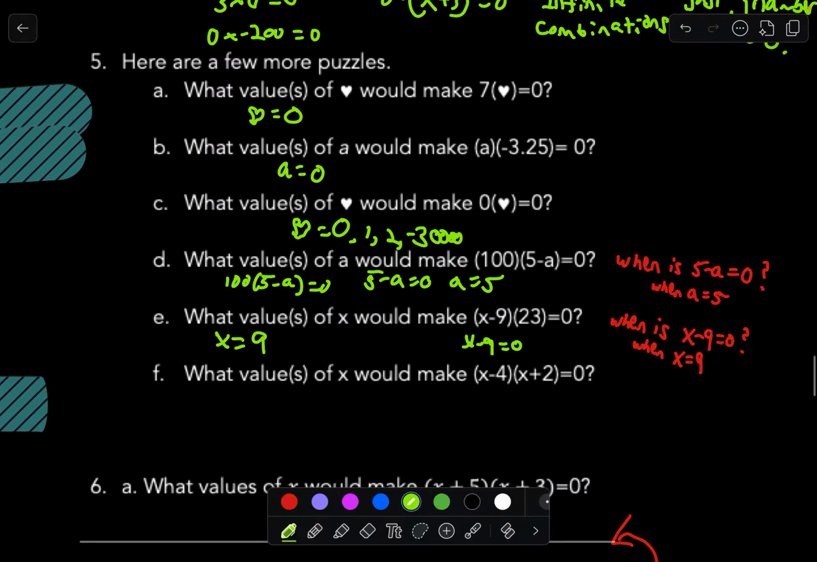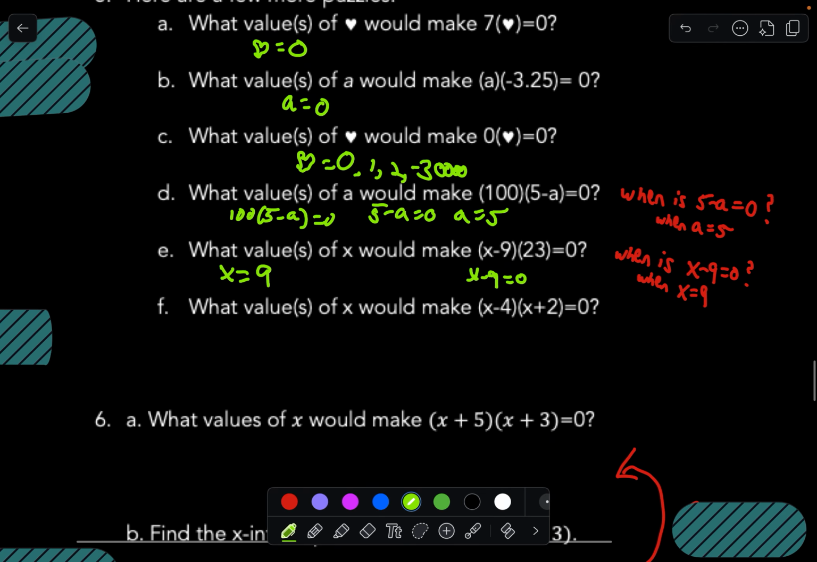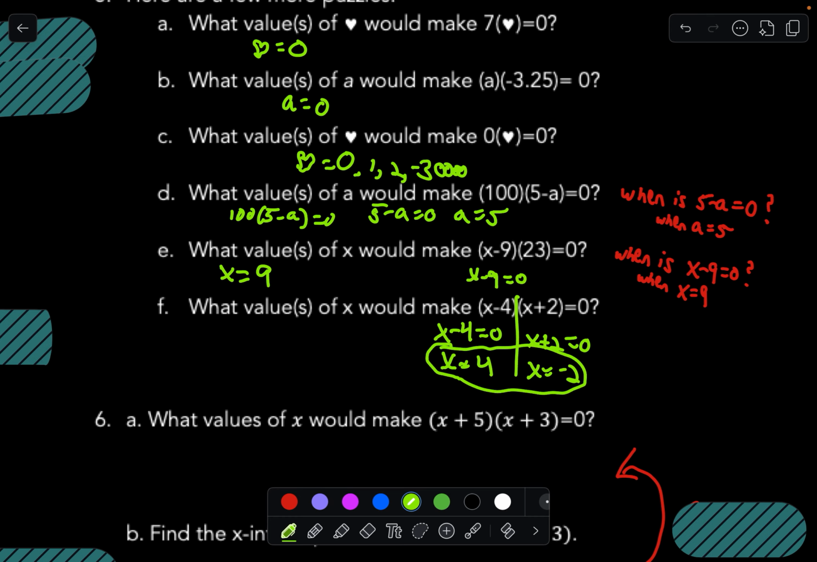What values of X would make (X minus 4) times (X plus 2) equal to 0? Well, we get 2: X minus 4 equal to 0, and X plus 2 equal to 0. That's going to give us X equals 4 and X equals negative 2. Okay? So you see, to find the zeros of a function, we just set each factor equal to 0 and solve the equation.